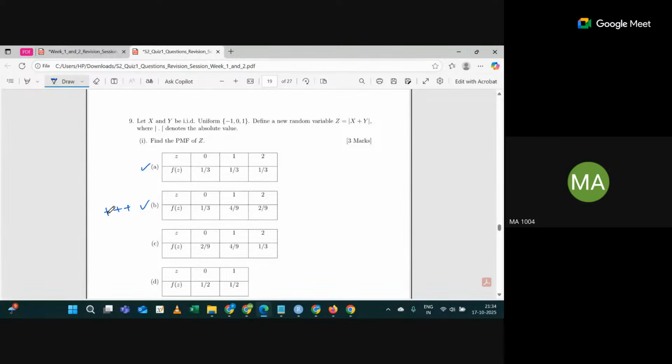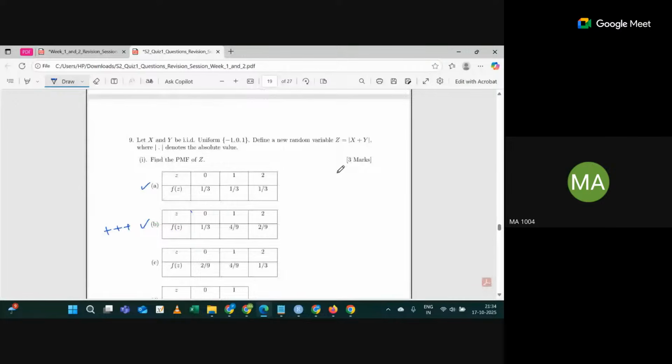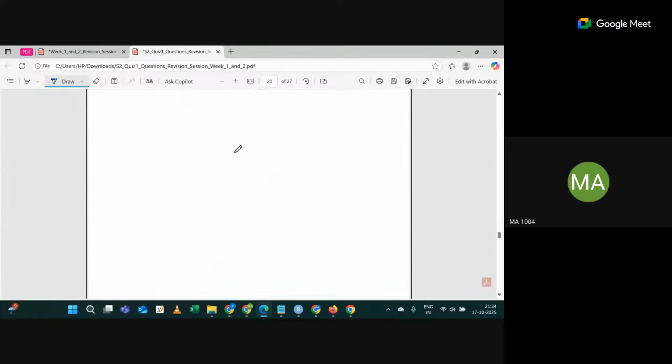Okay, so most of the people are with option B. I think that should be correct. Let's see. Yes, option B is correct. Let's try to solve it. X and Y are IID uniform on -1, 0, 1. So basically X and Y both are discrete uniform, taking values -1, 0, and 1.